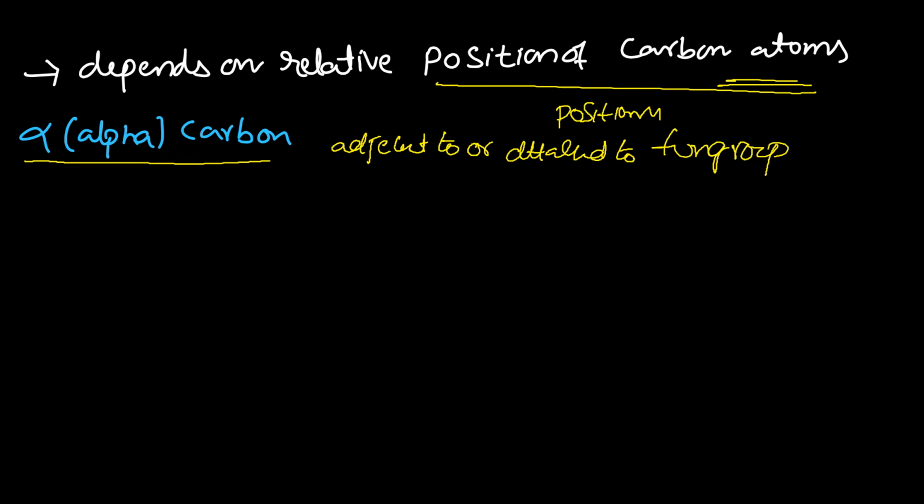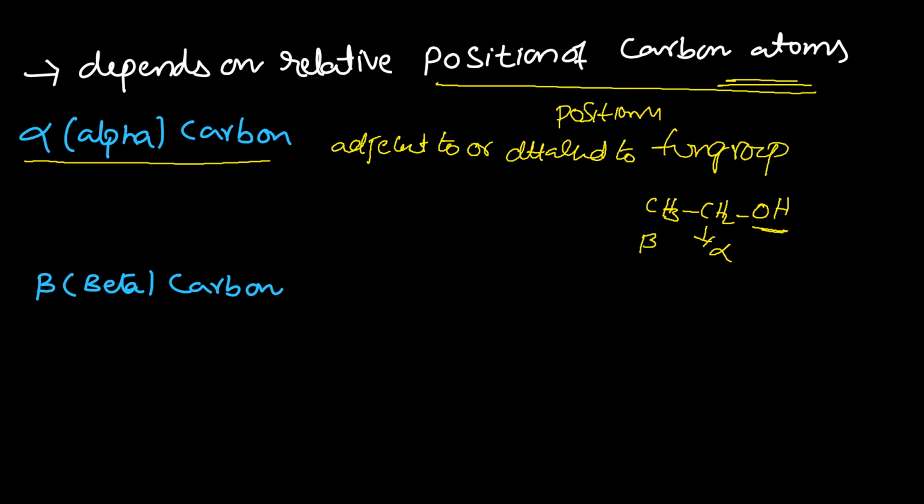For example, if you take CH3CH2OH, here OH is the functional group, and the carbon directly attached to it is known as the alpha carbon atom. Whereas the beta carbon atom means the carbon atom which is next to the alpha carbon atom. Similarly, the gamma carbon atom is the carbon atom which is next to the beta carbon atom.